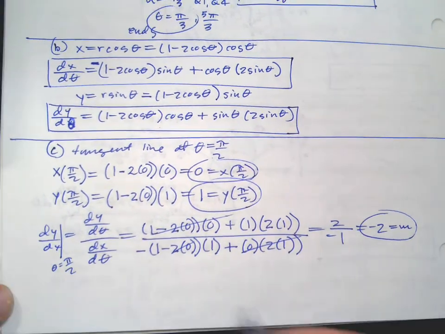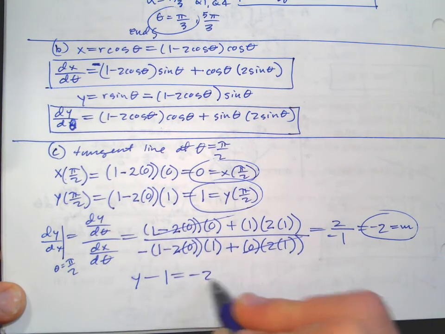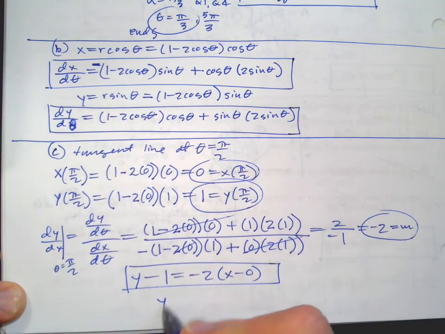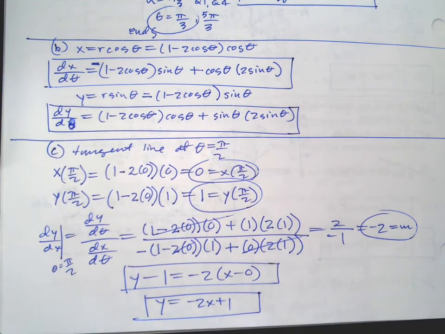So the equation of the line is going to be y minus 1 equals negative 2 times x minus 0. You could write it like that. You could write it in slope intercept form if you want. Whatever. So there you go. That's it.